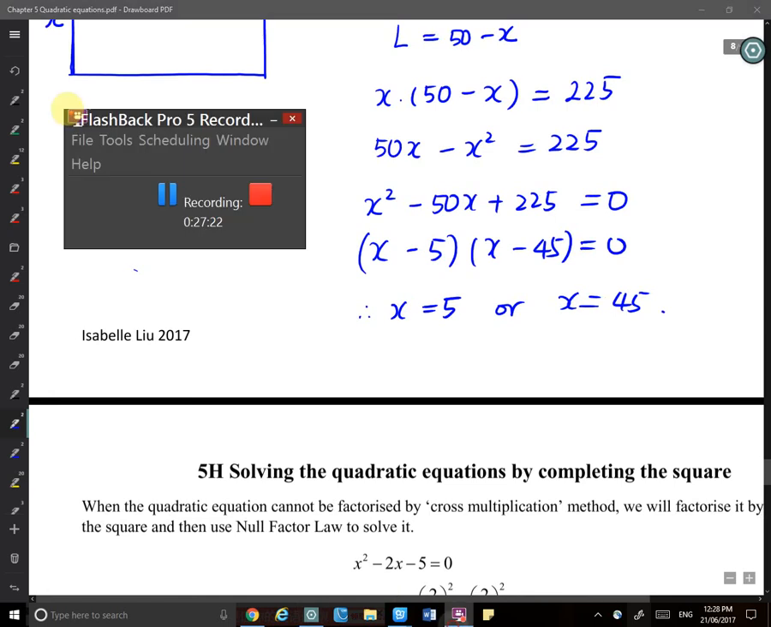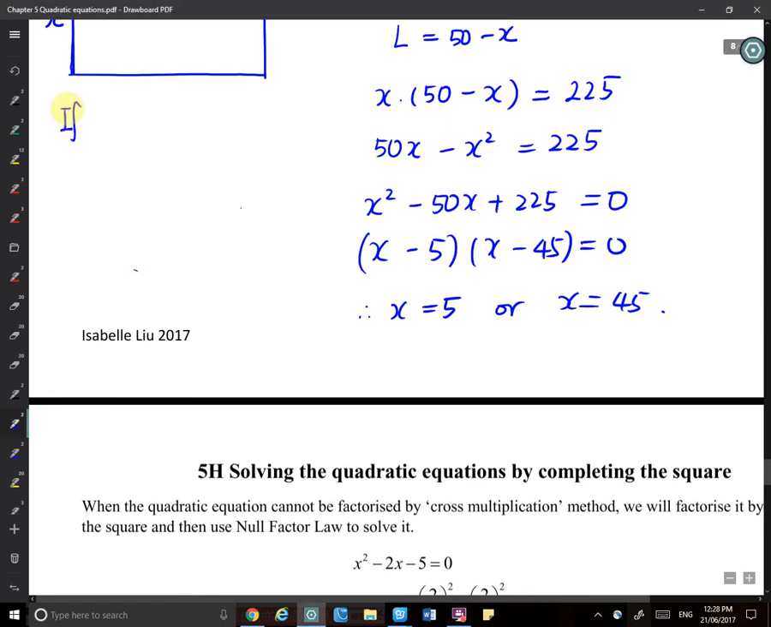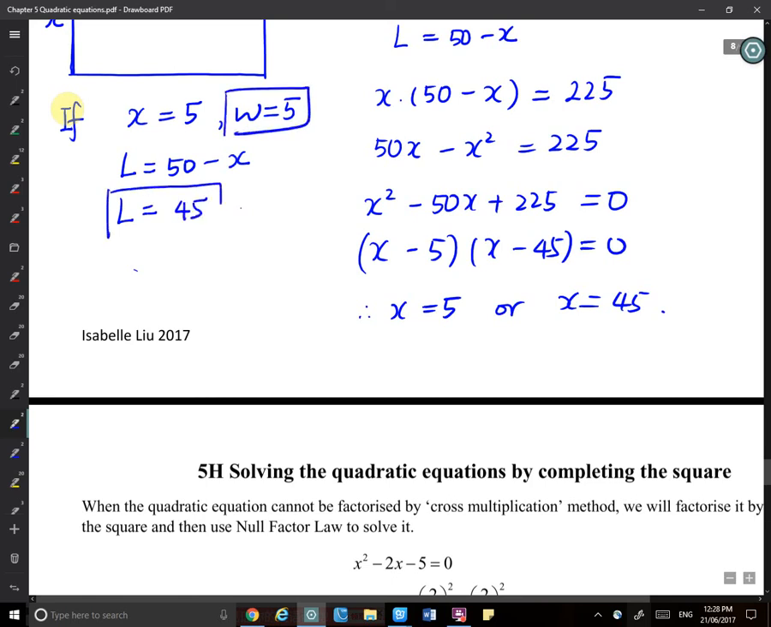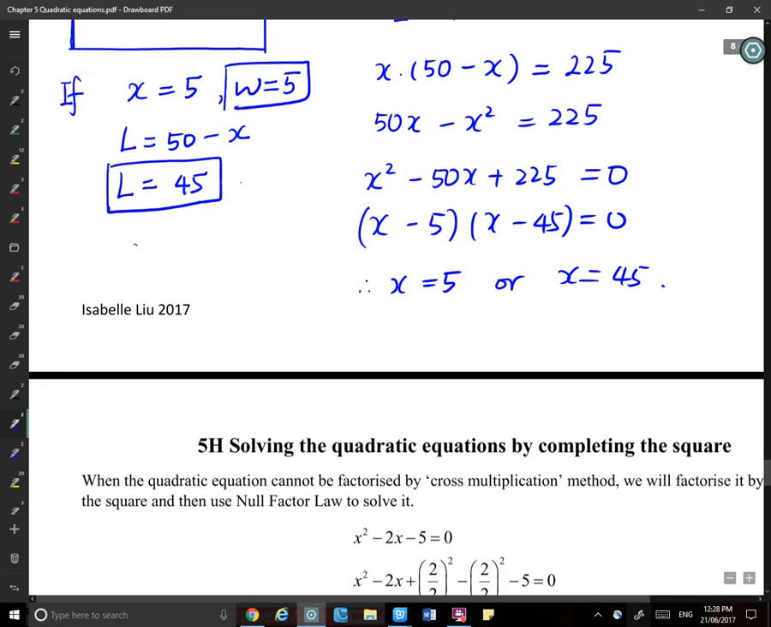Okay, if x equals 5, it means the width equals 5. The length equals 50 minus x, so the length equals 45. So width is 5, length is 45. If x equals 45, then the width is 45, and the length equals 50 minus x, so the length is 5.